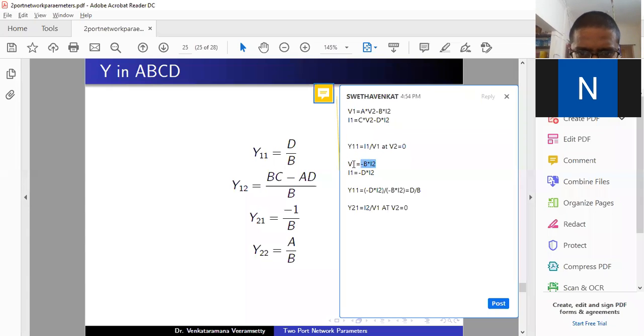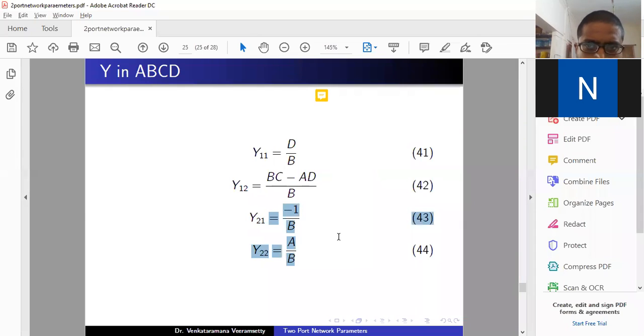So V1 equal to minus B into I2. So what is I2 by V1? Y21 is equal to I2 divided by V1, that's equal to minus 1 divided by B, right? From this equation, I2 by V1, that's equal to Y21, that's equal to 1 by B. So Y21 equal to 1 by B, right?